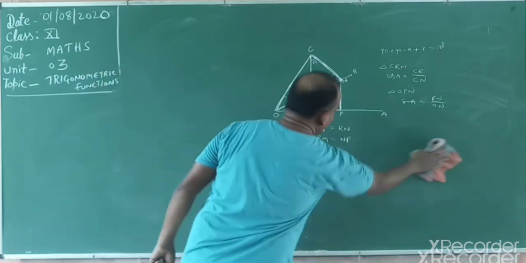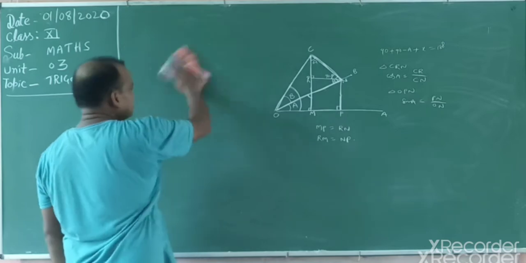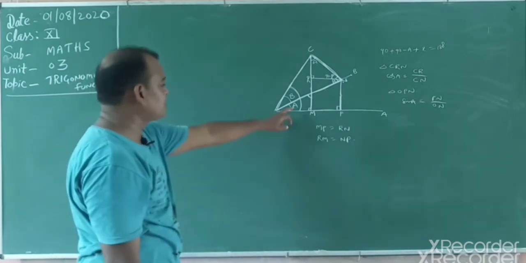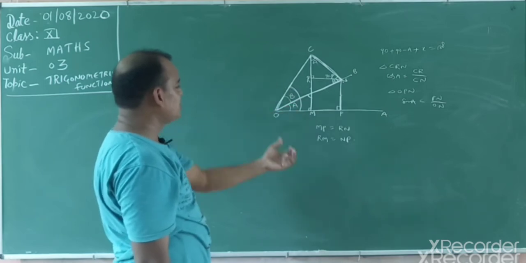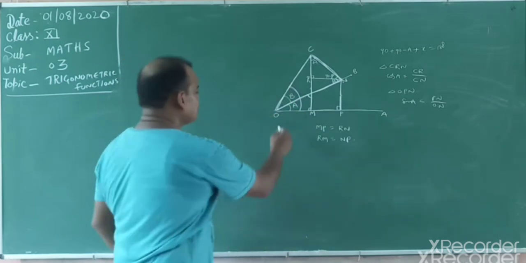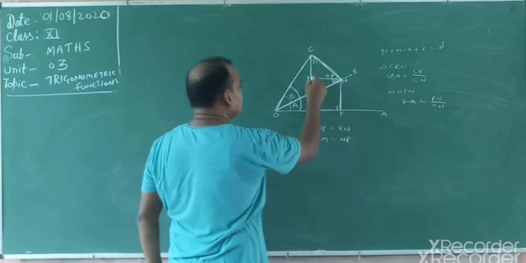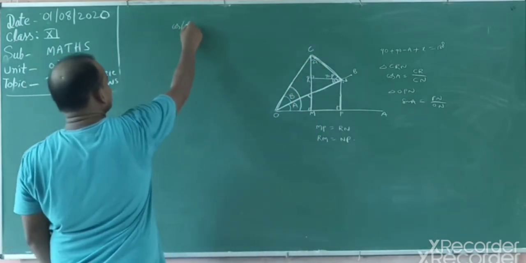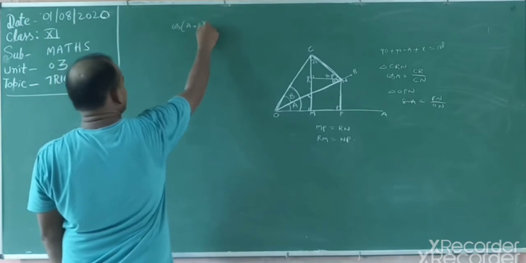Now the same diagram, same construction. In this one, no change at all. Now in this one, A plus B is there. Now we apply A plus B in the same triangle OMC. What is the formula of cos of A plus B? Listen carefully. First, you write cos of A plus B is equal to.